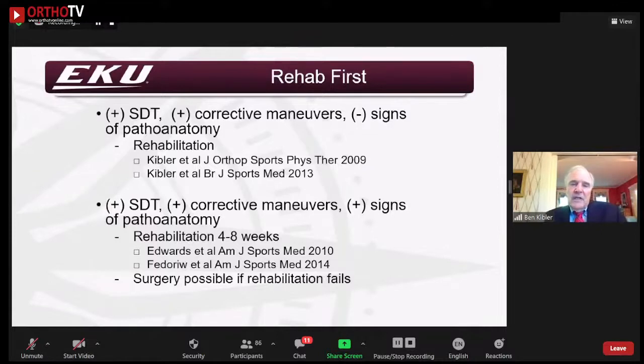If you have a scapular dyskinesis test that's positive and your corrective maneuvers are positive, and you have these signs of pathoanatomy, in a certain percentage, up to 40%, rehabilitation will still take care of the symptoms so that surgery is not necessary. You give it 6 weeks or so. If not better, then you're talking about surgical indications. Now, with clavicle fractures, AC joint injuries, you may elect to go to surgery fairly quickly.